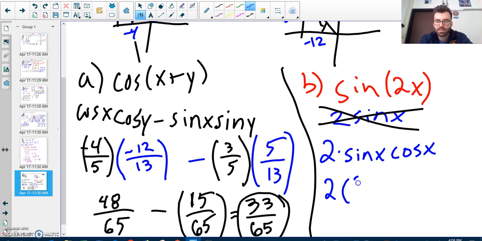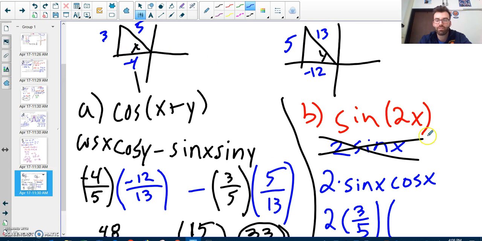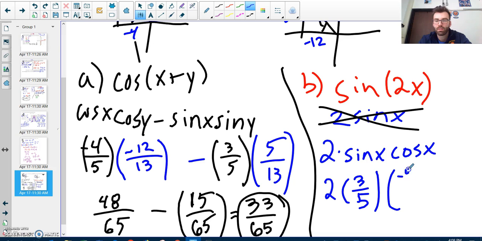Sine of x is 3 over 5. There it is. Cosine of x. Somebody may be thinking, why are you using this? It's the only one available for me to use. Otherwise, I wouldn't be using this laptop. Cosine of x, I'm just going to write it now, is negative 4 over 5. So you're going to hear my mouse clicking.